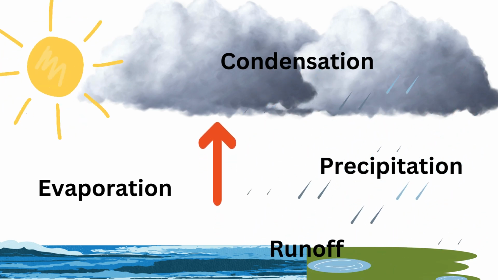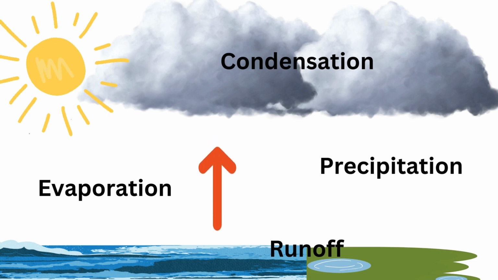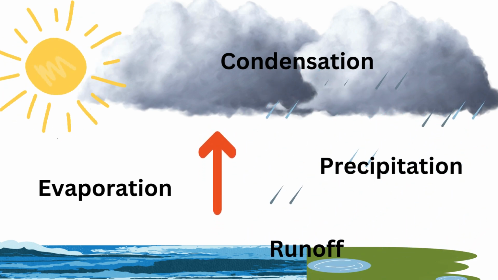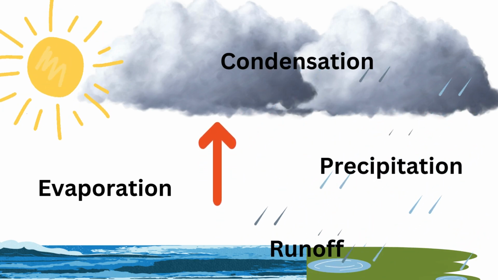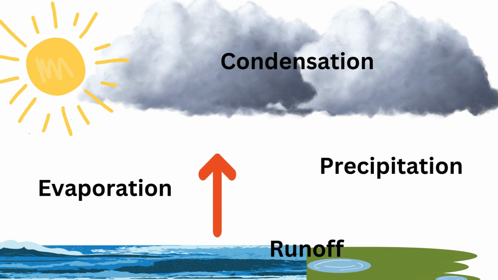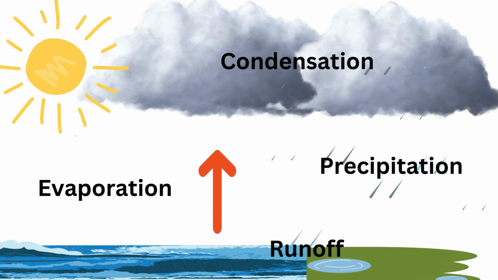Now the atmosphere is kind of cold, right? So this water starts to cool back down and condenses into clouds. After it condenses, if there's a lot of water in those clouds, it starts to fall down. And that's what we call rain or snow. And that's what's known as precipitation.